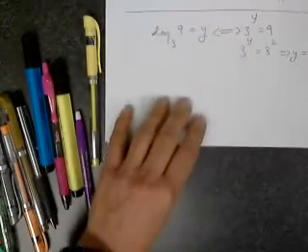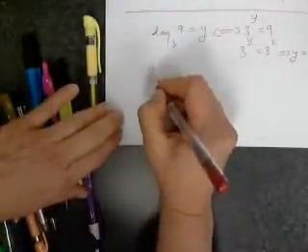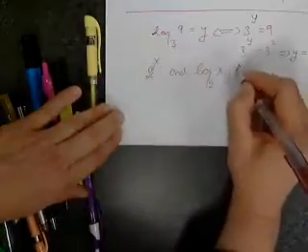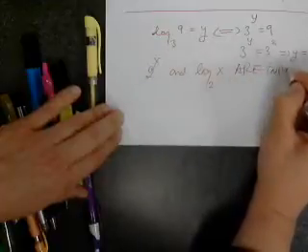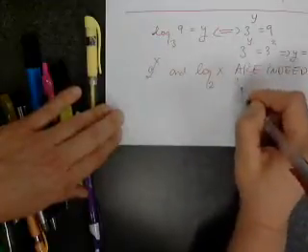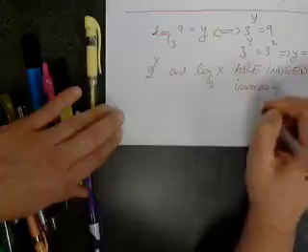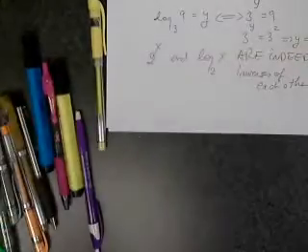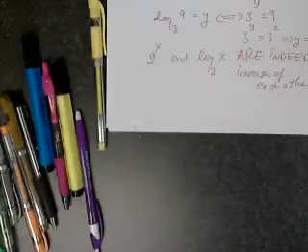Therefore, we can conclude that 2 to the x and log base 2 of x are indeed inverses of each other. They are indeed inverses of each other.